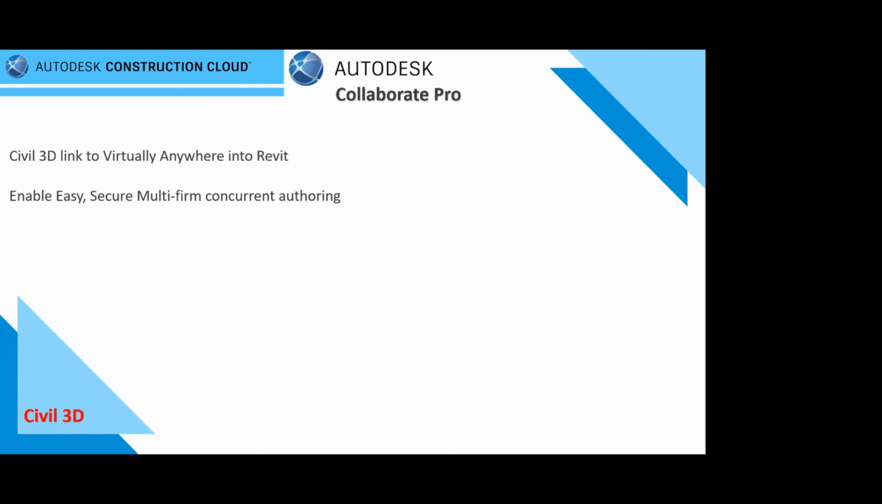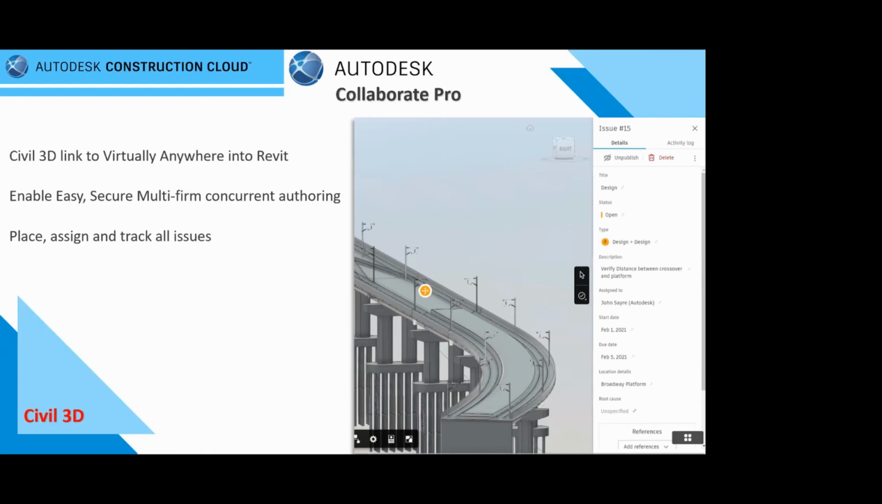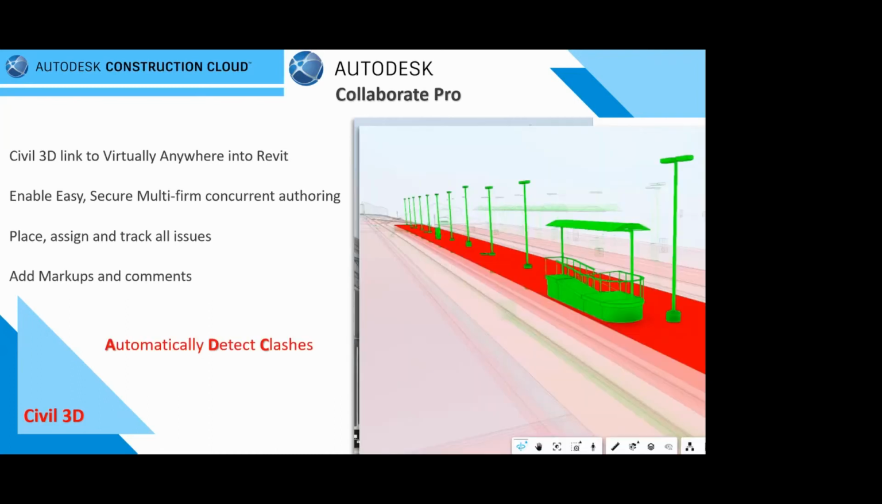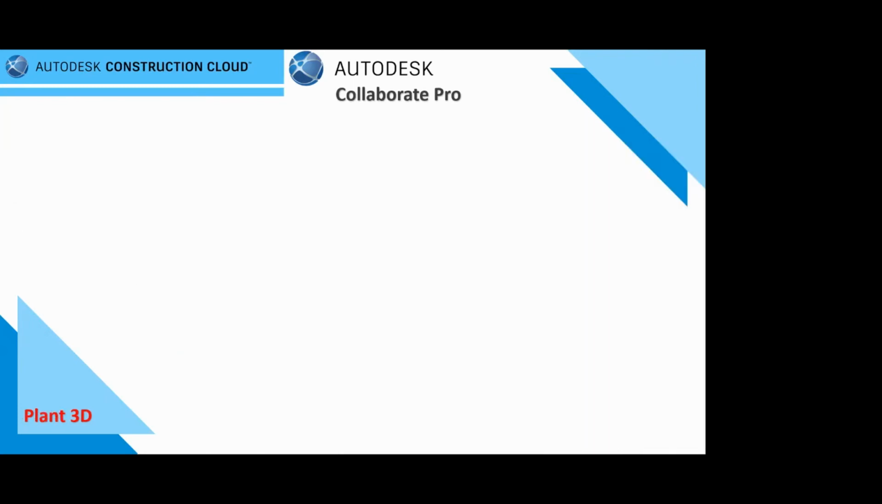Of course, you can place and assign and track all issues like we did with the clash detection on a civil model. And that can be tracked and reported on as well. And then the big key feature here is as well, besides the markups and the comments, we have automatic clash detection with the civil model as well. When we start talking about the Plant 3D integration, much like Civil 3D, Plant 3D links to virtually anywhere into Revit now.